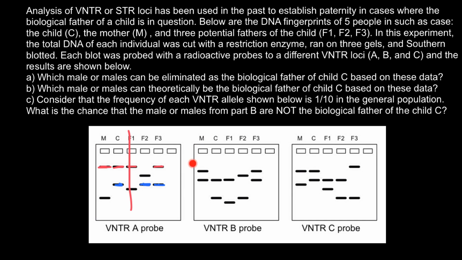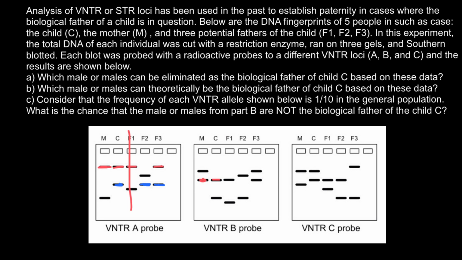Let's now move to gel number 2. One more time, this is the genotype of the mother, this is the genotype of the child, and the mother cannot contribute this allele. She doesn't have this size allele, but she has this size, so we can tell that this allele the child got from his mother.